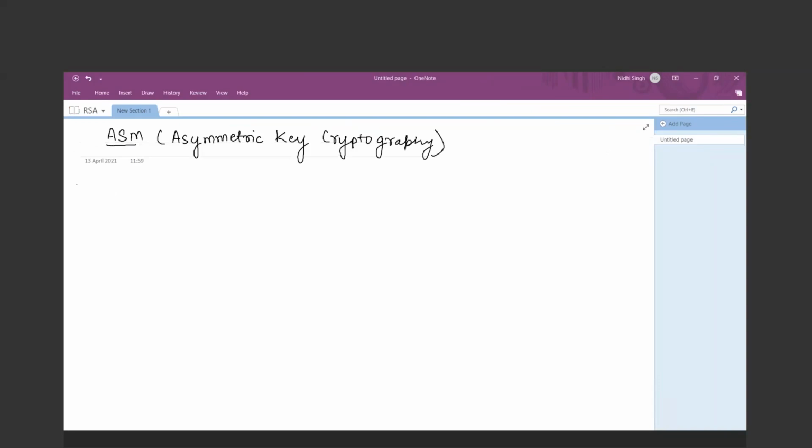So before going, we have to understand the symmetric key cryptography. SKC, I am writing it, okay? So SKC, symmetric key cryptography, is based on the shared secrecy. But ASM, that is asymmetric key cryptography, is based on the private secrecy.